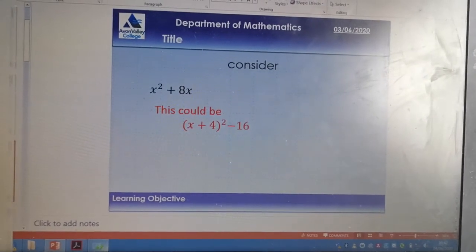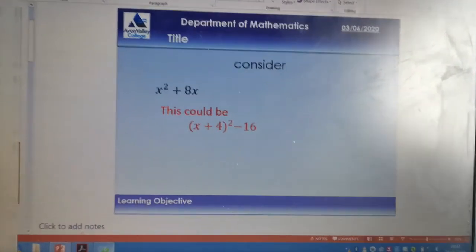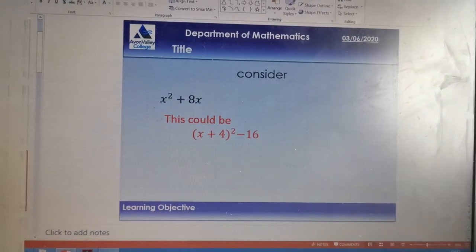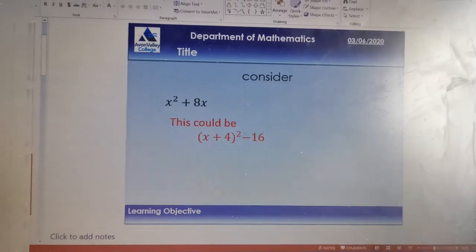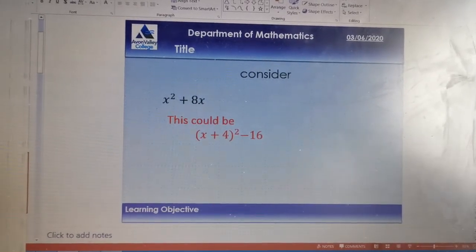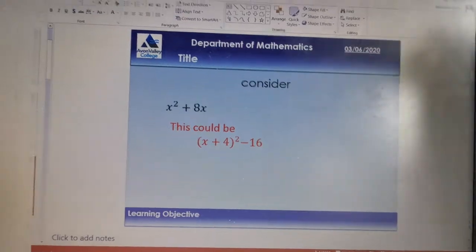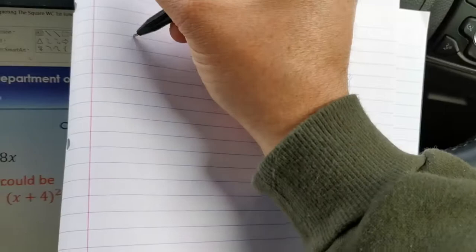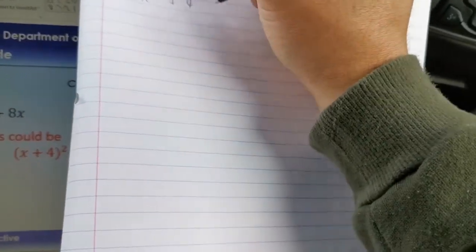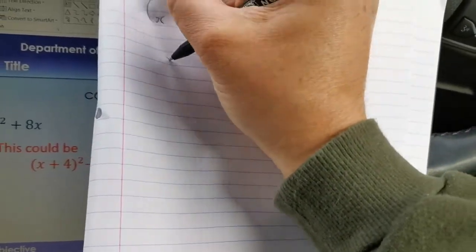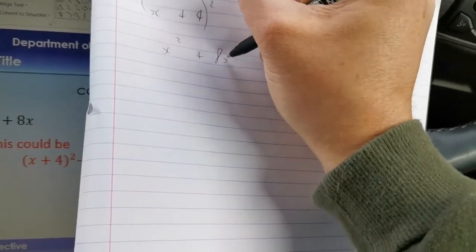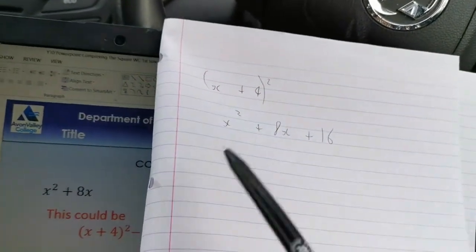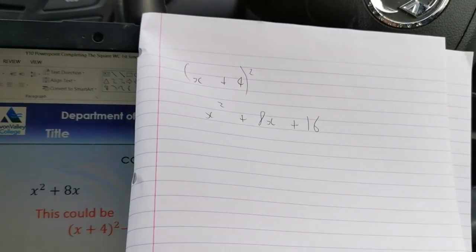So this step is really key. I've got here x squared plus 8x. What this could be written as is x plus 4 squared minus 16. Let's have a look at this. x plus 4 squared is going to leave me with x squared plus 8x plus 16. So x plus 4 squared gives me x squared plus 8x plus 16.